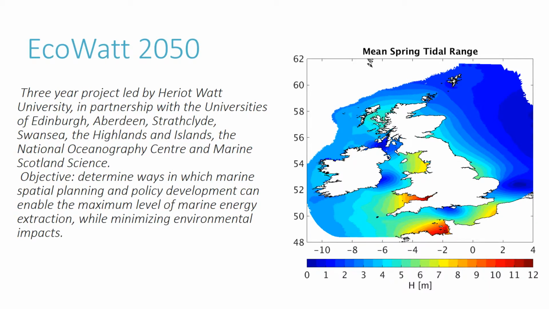The second example comes from a project called EcoWatt 2050. This is based around the renewable energy sector in the UK, particularly around Scotland. The idea of this project was to investigate how adding offshore renewables, such as tidal energy extraction, would affect the tides and the currents around the UK shelf.